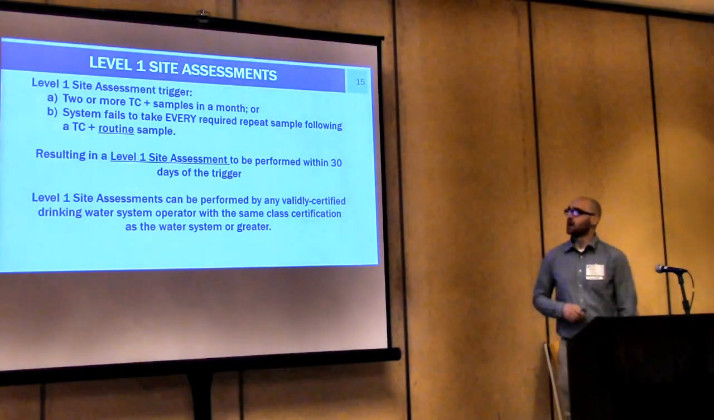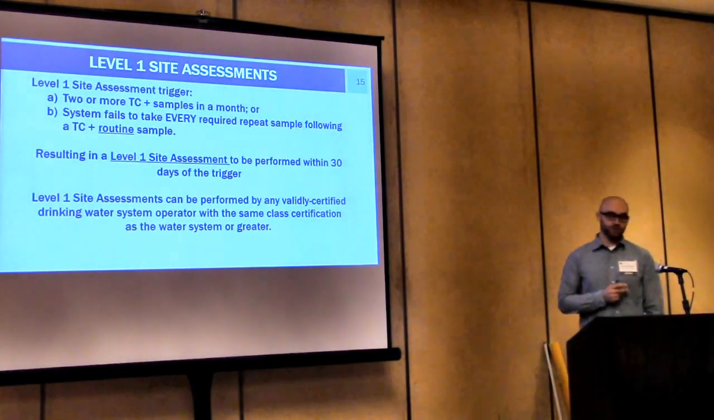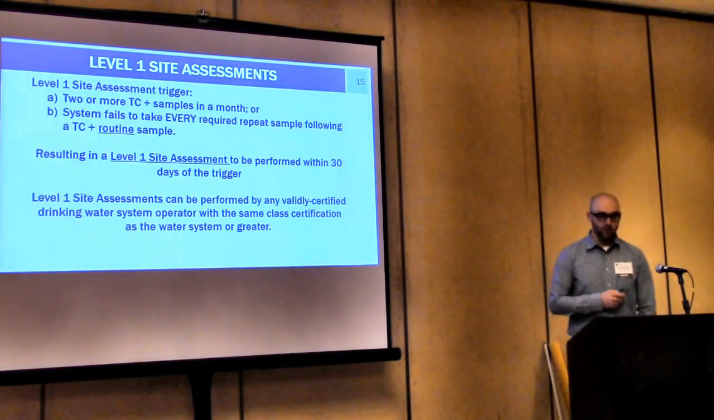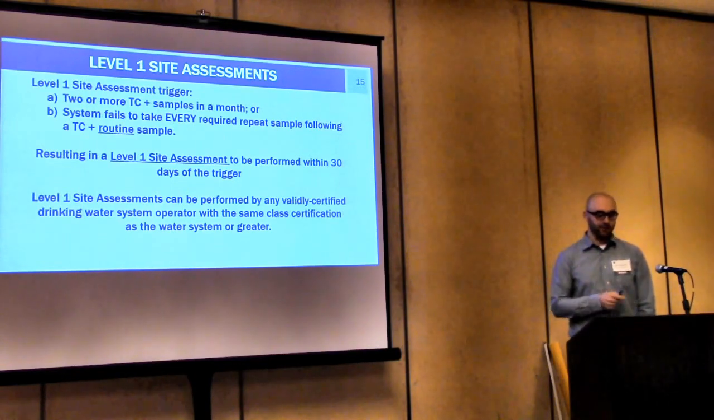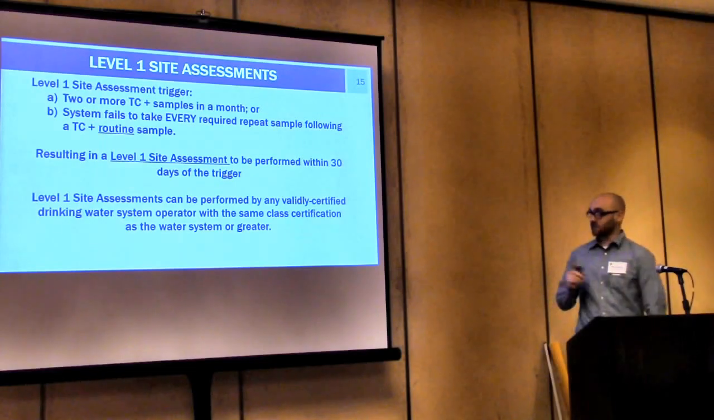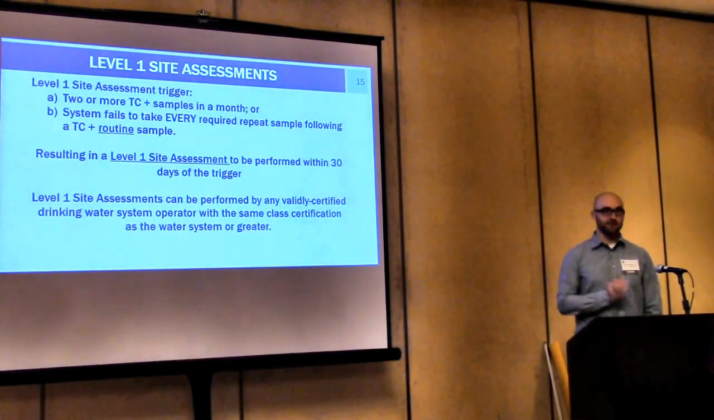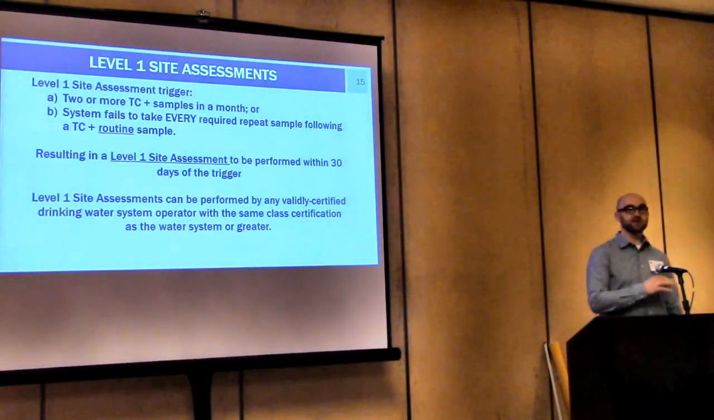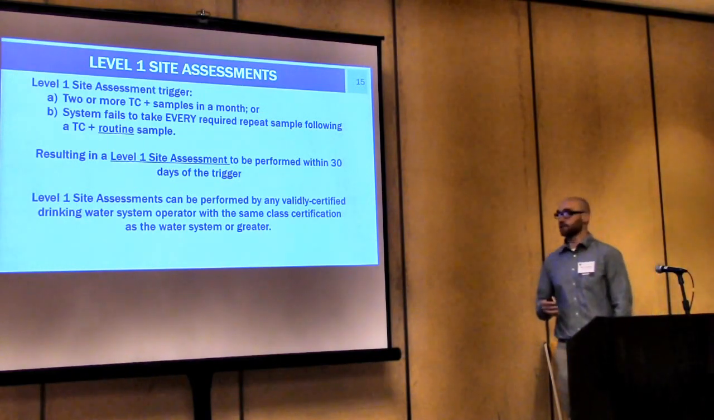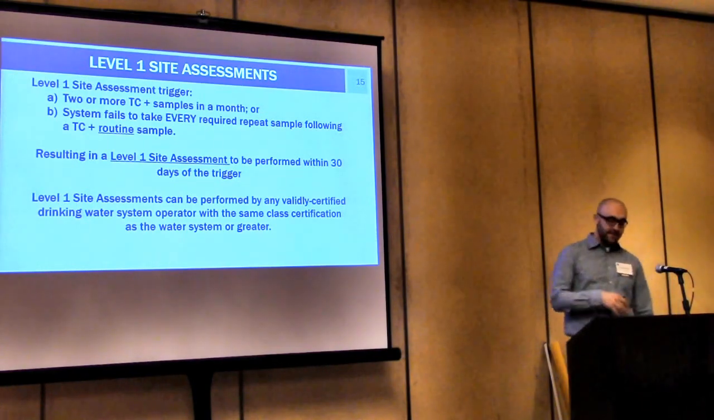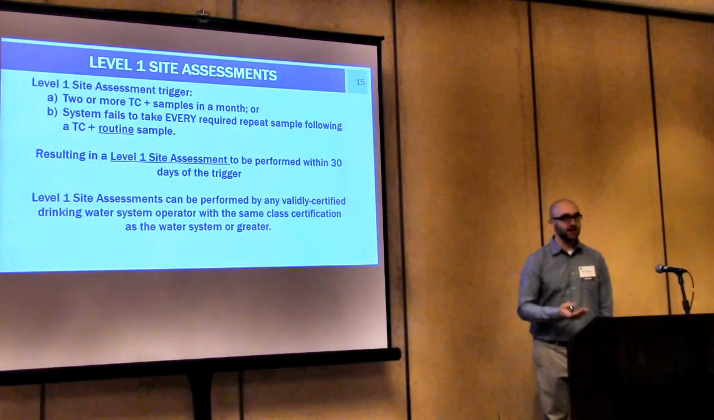So again, level 1s happen when there's 2 or more total coliform samples in a month, or if the system fails to take every required repeat sample following a total coliform routine sample. This results in level 1, which needs to be performed, done, and the form submitted to us within 30 days of the trigger. Level 1 site assessments are intended to be like a self-check, right?